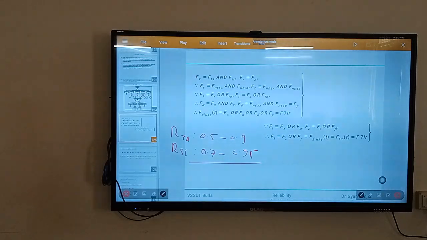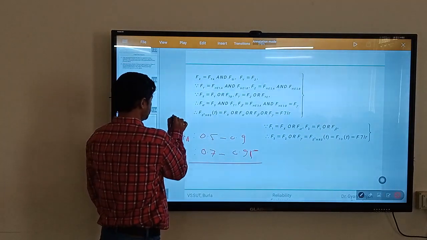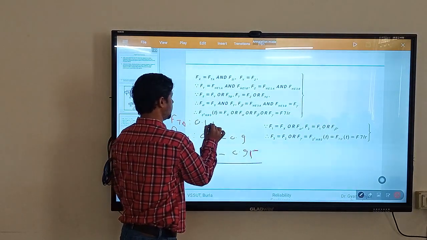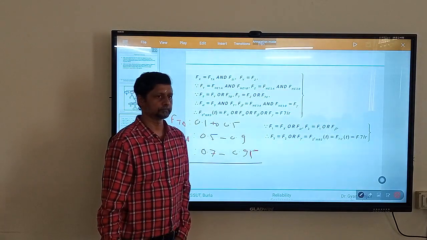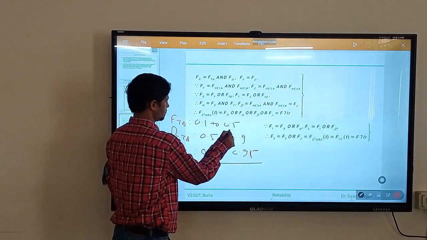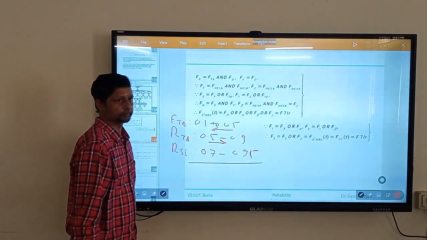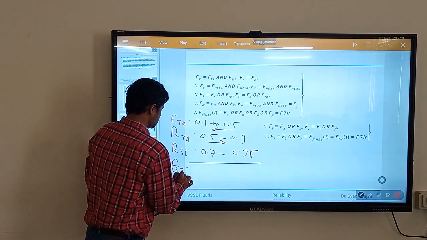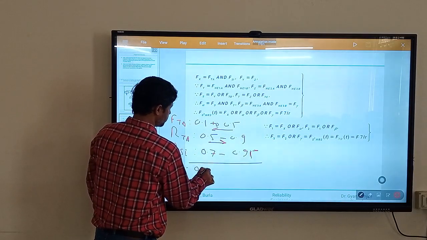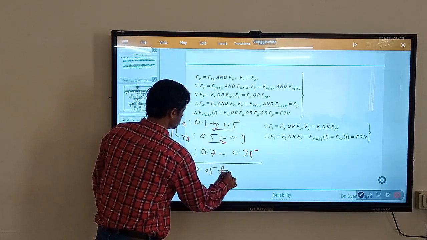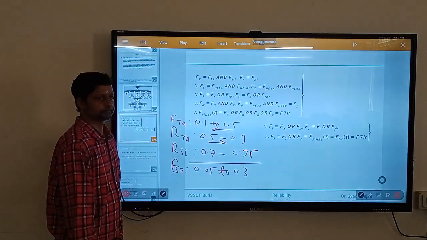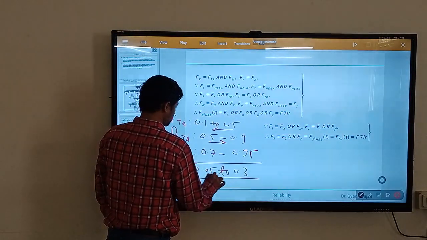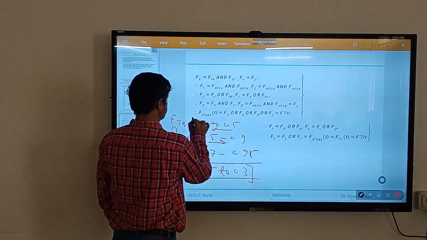What is F? That means FTA is varying from 0.1 to 0.5. Okay? It is in this direction, it is in this direction. Okay? And FSI will be varying from 0.05 to 0.3. Okay? Now can you tell me the probability of a value between this limit and between this limit?